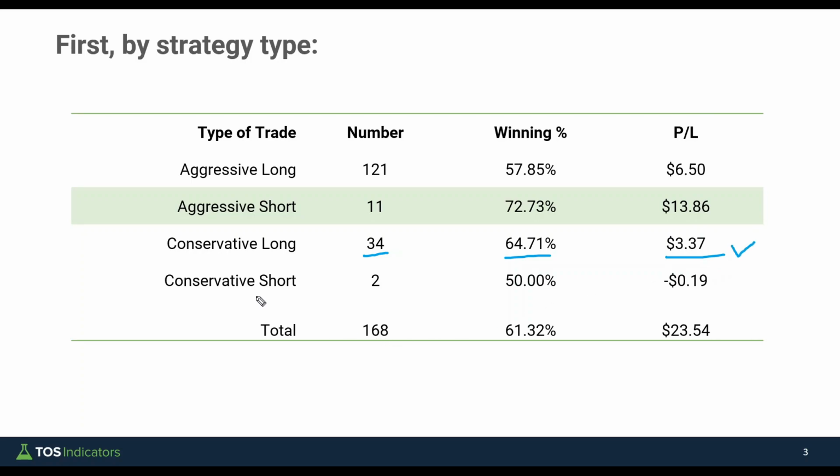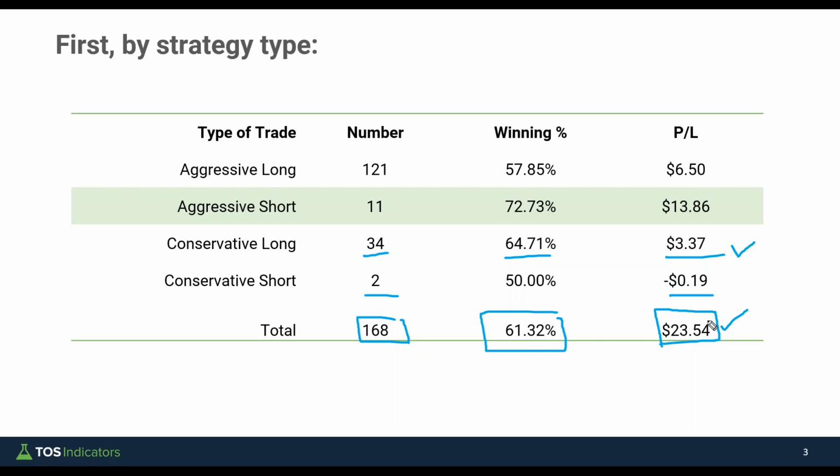And finally, the one strategy type that did not work effectively today, 2 trades, so only 2 trades there, but 1 out of 2 was a winner. The other was a loser. Net P&L here was negative 19 cents. So total for the day here, 23.54 across all 168 trades for a net average win rate of 61.32%. So I would call that a win for today, at least in terms of trying to capture the sell-off.